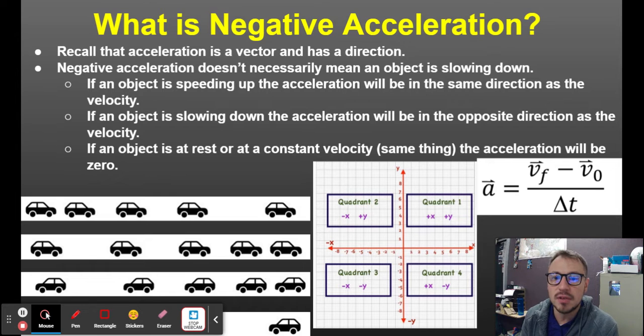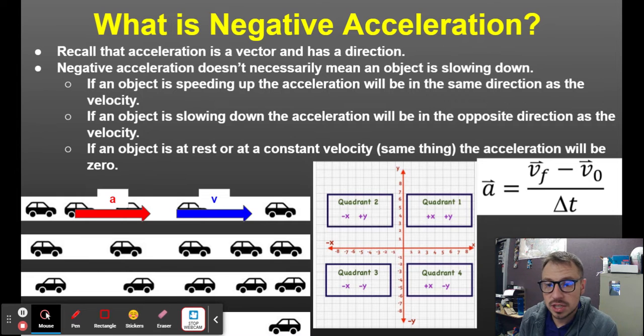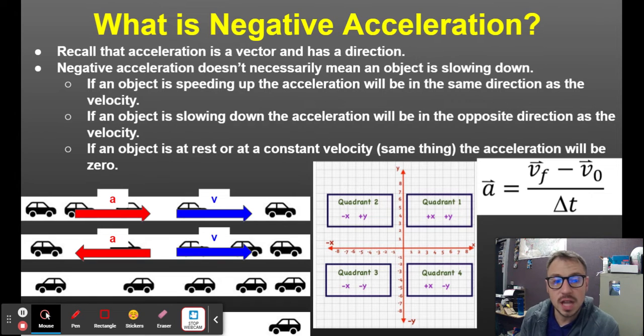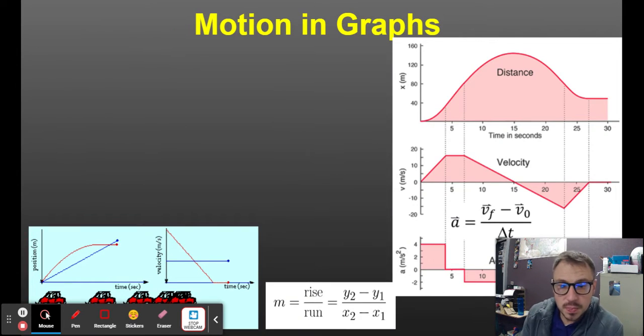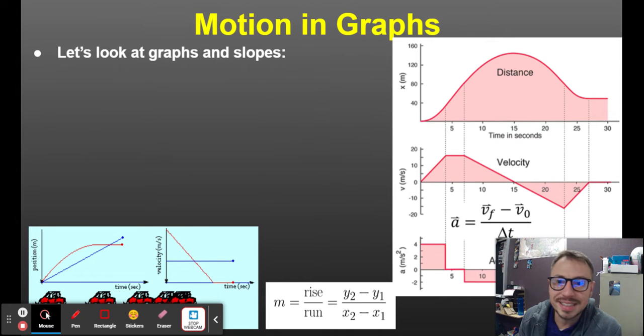And if an object is at rest or at a constant velocity, which is the same thing, the acceleration will be zero. Notice that that car is speeding up. Now the car is slowing down, so the acceleration and the velocity will be in different directions. Now the car is going to the left, to the negative side, but it's speeding up, so the acceleration will be negative.